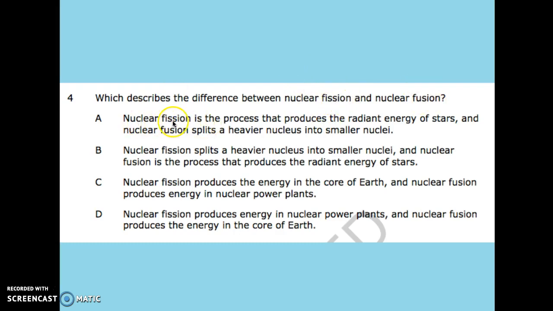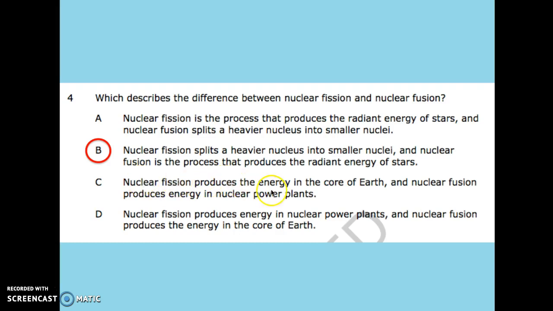So nuclear fission is a process that produces radiant energy of stars. No, fusion does that. Nuclear fusion splits a heavier nucleus into smaller nuclei. No, that would be describing fission. Nuclear fission splits a heavier nucleus into smaller nuclei. That would be a correct statement. And nuclear fusion is the process that produces radiant energy of stars. That's correct. So both parts of that statement are correct.